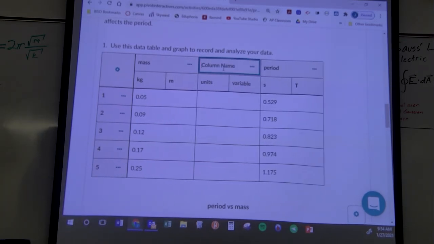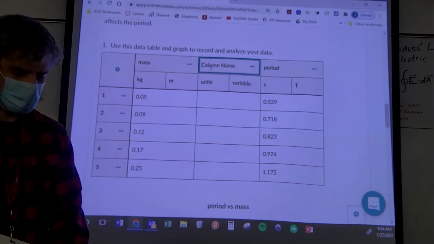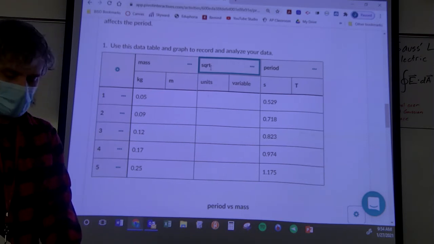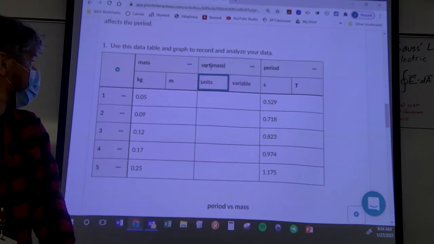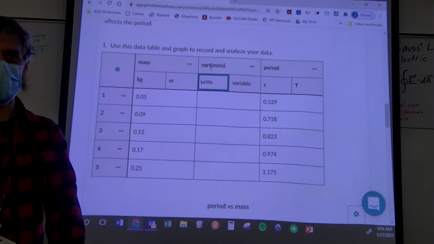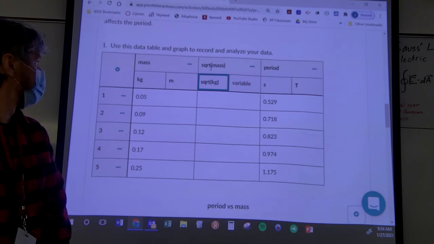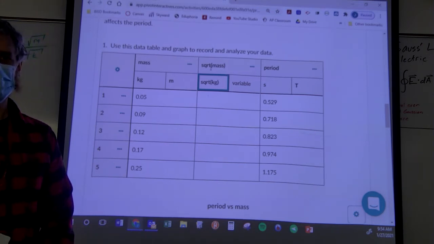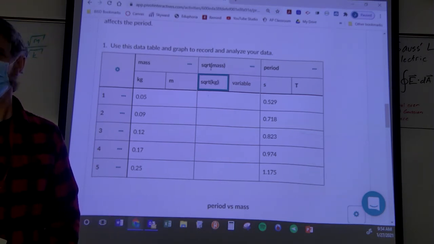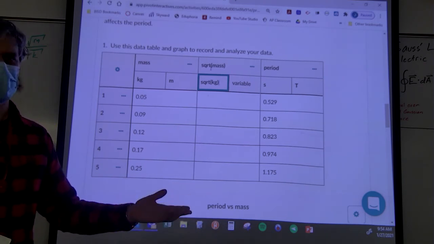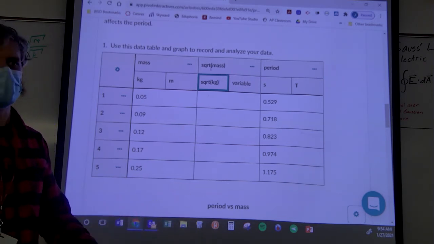Now, to my knowledge, there's no way of putting an actual square root symbol in the boxes there. So I'm just going to type SQRT, parentheses, mass. That's what is going to be in this column. The units for the square root of mass are the square root of kilograms. It sounds weird, but when you take the square root of mass, the units that you measure that in are the square root of kilograms, just like kilograms squared, right?